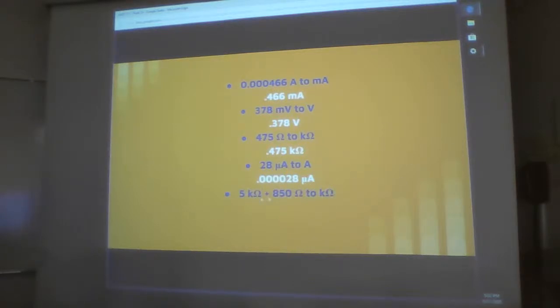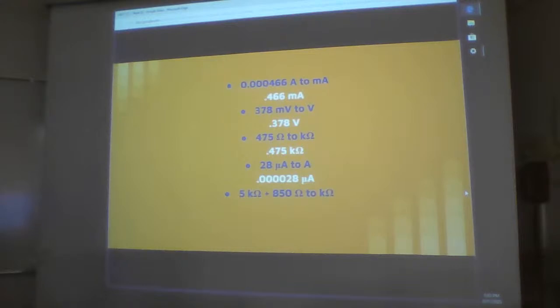Okay, and this is more like something that you might see on a written test. They would give you 5 kiloohms, and then they would give you some type of reading in just ohms, and they would want you to convert it to one measurement or the other. So if we take 5 kiloohms and we want to add it to 850 ohms, and then we want the whole thing converted to kiloohms, how would we do that whole equation?